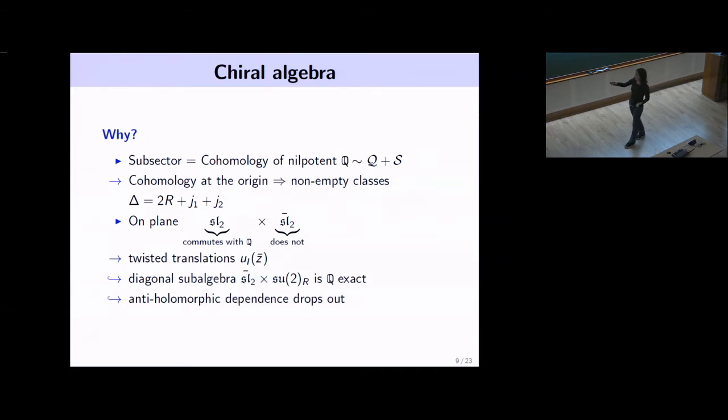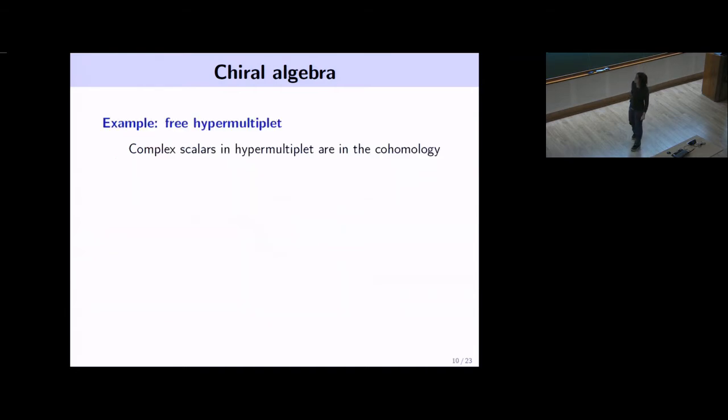So I realize this is a bit technical, so let me show you an example where you also see what the UI is. So I start at the origin. Let me look at the simple thing. Let's look at the free hypermultiplet. And the complex scalars in the free hypermultiplet are in the cohomology. These guys are doublets of SU2R. So this I runs over 1, 2. There are 2 of them.